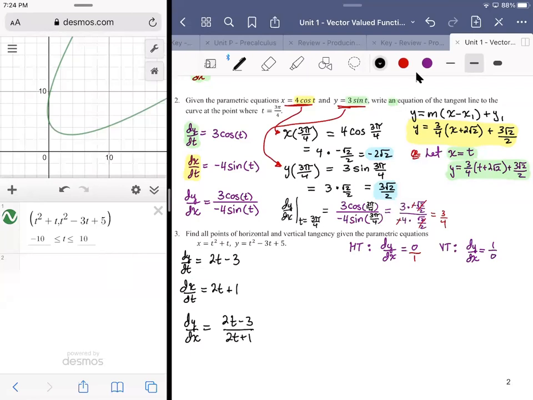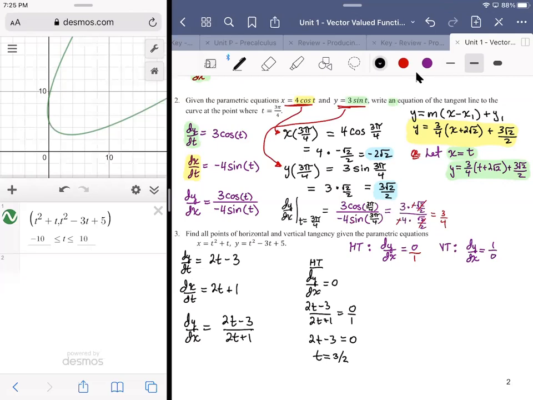So what we're going to do is take our derivative, dy/dx, and set that equal to 0. That's going to be for the horizontal tangent. So 2t minus 3 over 2t plus 1 equals 0 over 1. Cross multiply: we're looking at 2t minus 3 is equal to 0. Add, divide, t is equal to 3/2. What I would want to do is verify that that's actually the case.